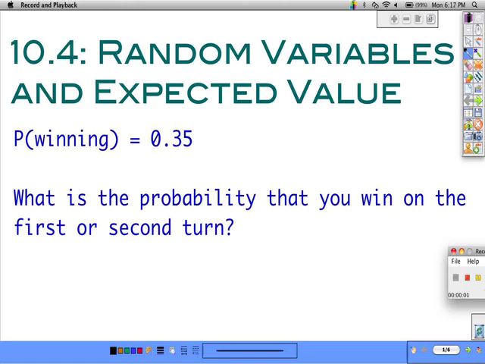10.4, we're going to look at random variables and something called expected value. And we're going to start off with an example that should be review. We have the probability of winning equal to 0.35. Question is, what is the probability that you win on the first or second turn?